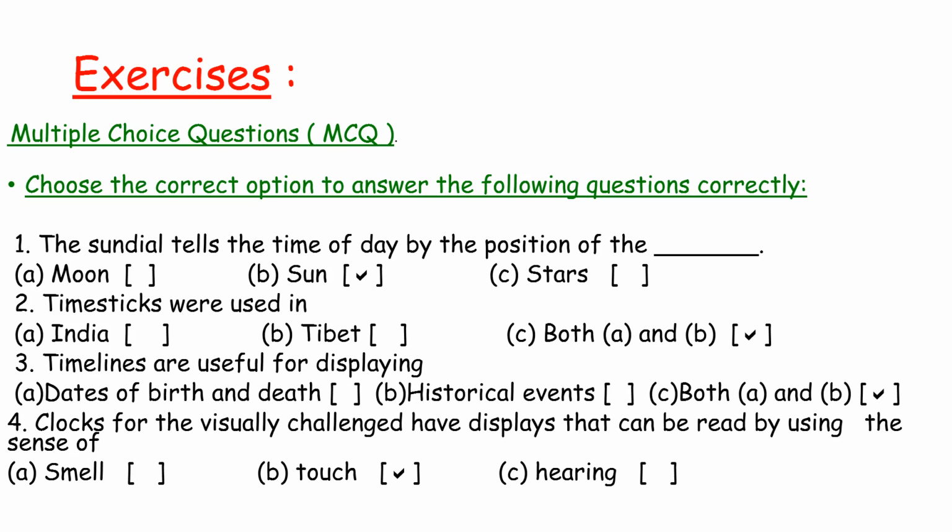The fourth one is clocks for the visually challenged have displays that can be read by using the sense of. The options are smell, touch, hearing, and the answer is touch.